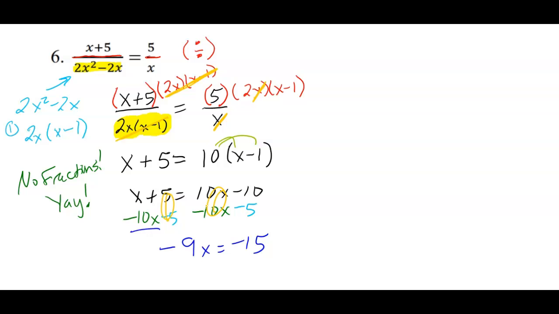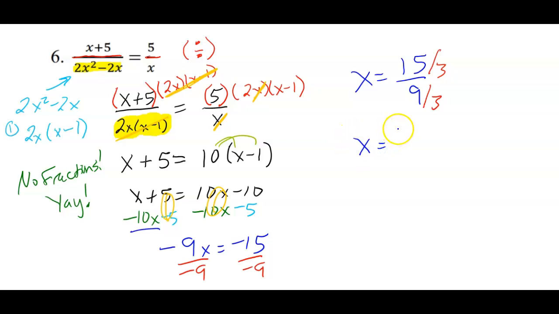Last step, since it's negative 9x, I need to divide both sides by negative 9. So now I have x equals 9 over 15. Oops, that's upside down. 15 over 9, sorry, because negative over negative is positive. And I can see that I can reduce out a factor of 3. 15 divides by 3, 9 also divides by 3. So x equals 5/3.